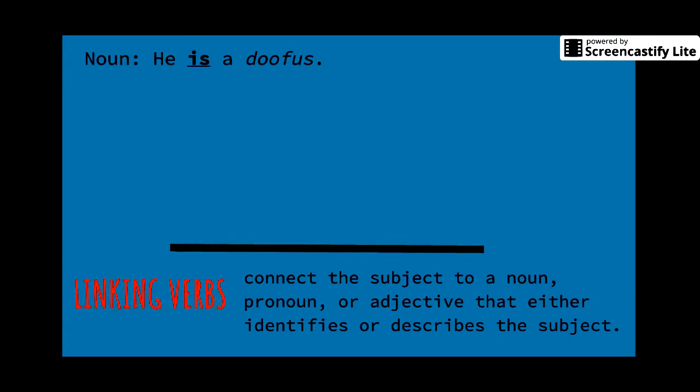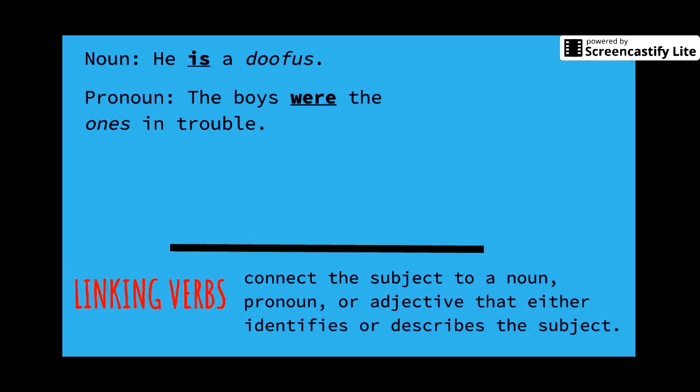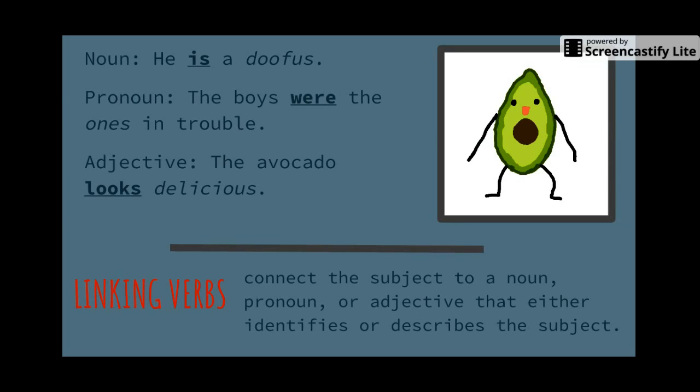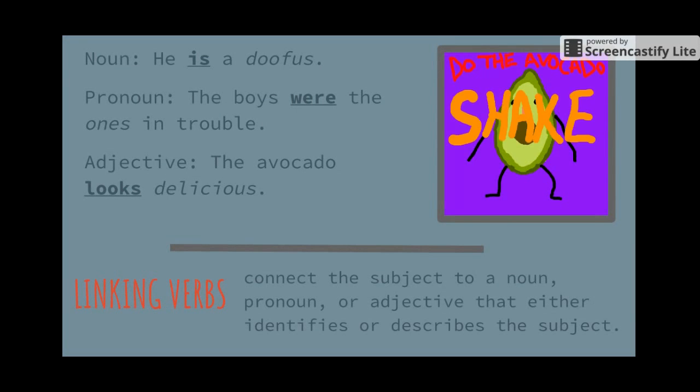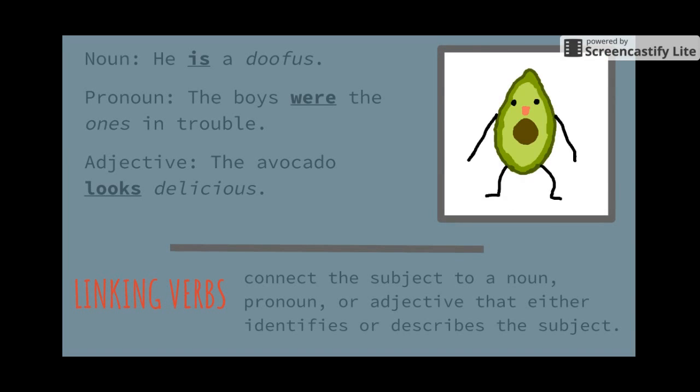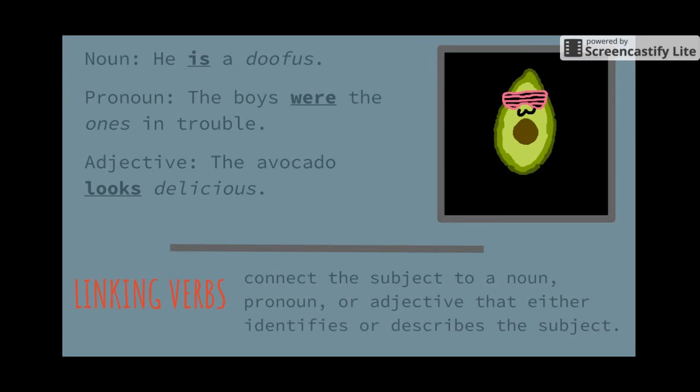Let's look at a pronoun example. The boys were the ones in trouble. The boys is our subject, were is our linking verb, and it's connecting the boys as our subject to that pronoun ones, letting us know who is in trouble, those boys, of course. Let's look at an adjective example. The avocado looks delicious. And look at it over there, just looking delicious. Now, avocado is our subject, looks is our linking verb, and it's connecting that adjective delicious back to that avocado. And as you can see on the right, he really does look delicious. He sure can dance, too.